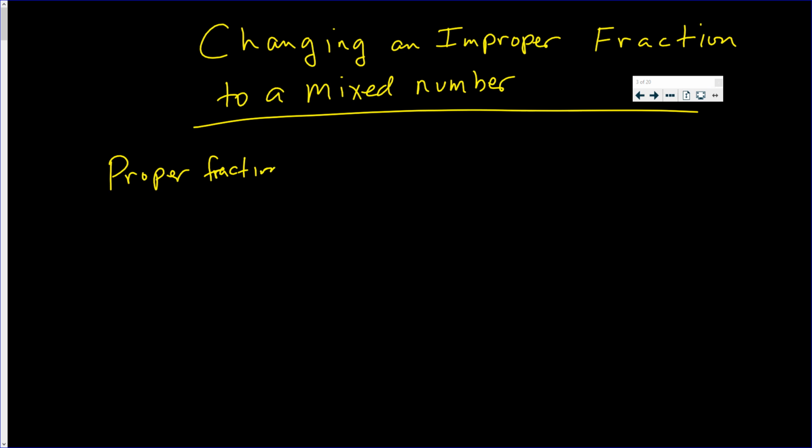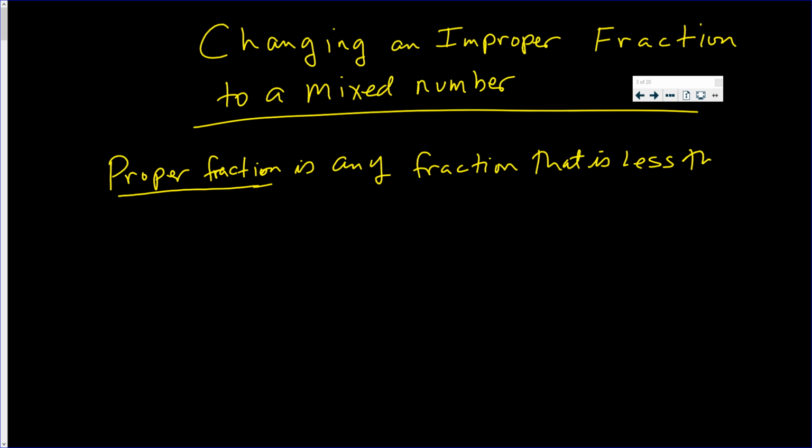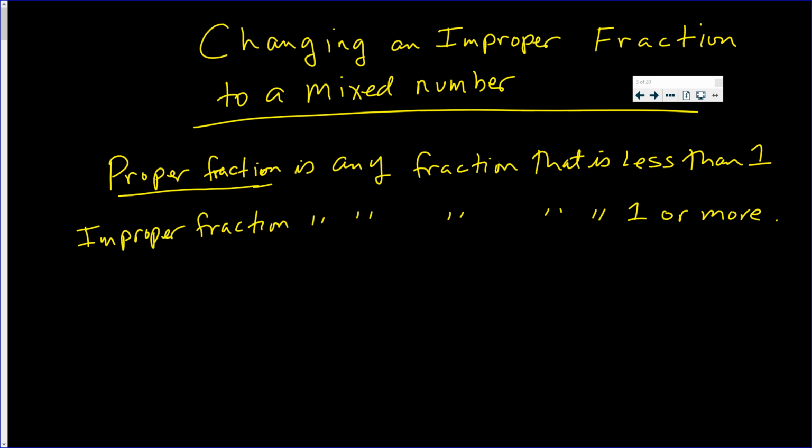A proper fraction is any fraction that is less than 1. An improper fraction is a fraction that is improper. It is any fraction that is 1 or more. That's an improper fraction.